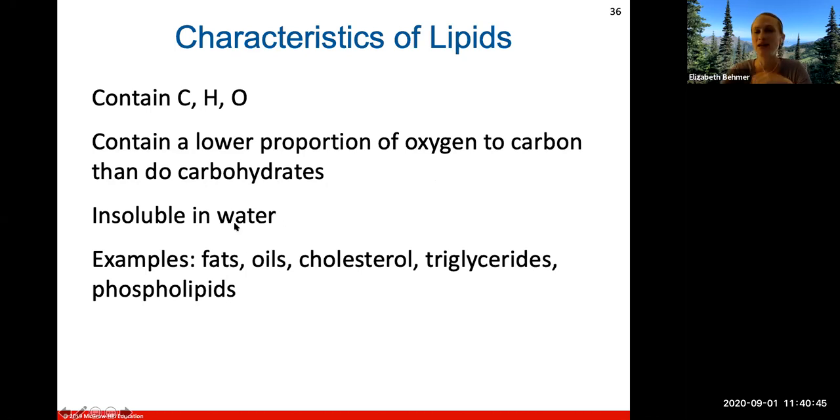That just means that lipids, all of your fats, your oils, your cholesterol, triglycerides, and phospholipids, they cannot dissolve in water. And we talked last time, you can do a little science experiment, take vegetable oil and water and try to mix them together, and they will not mix together. And that's why we call lipids insoluble.